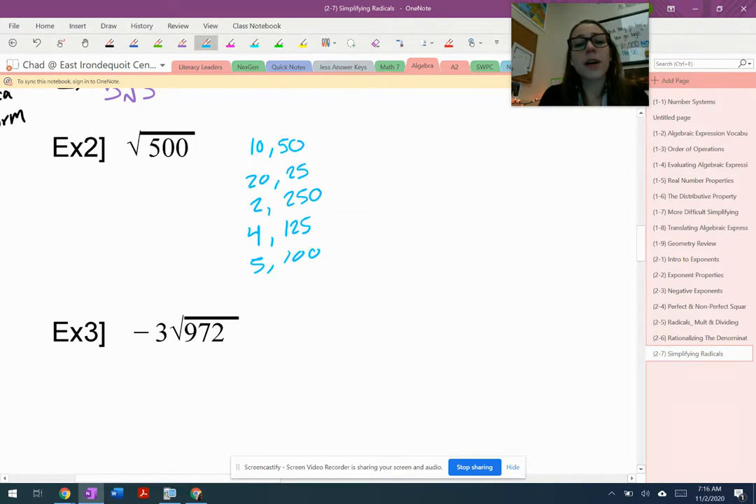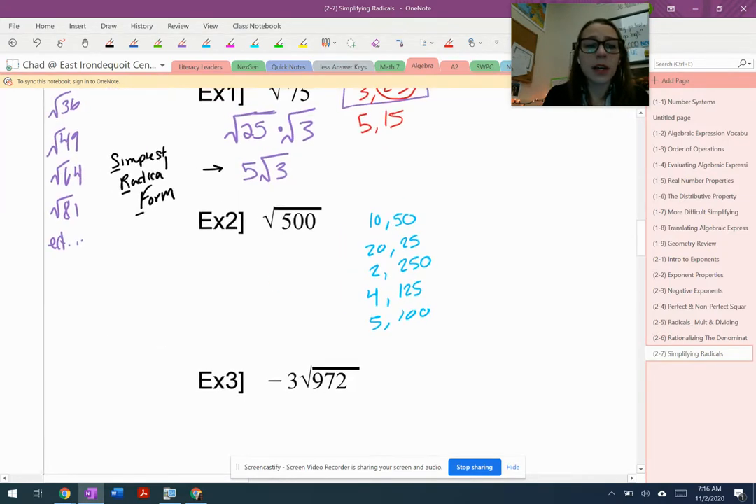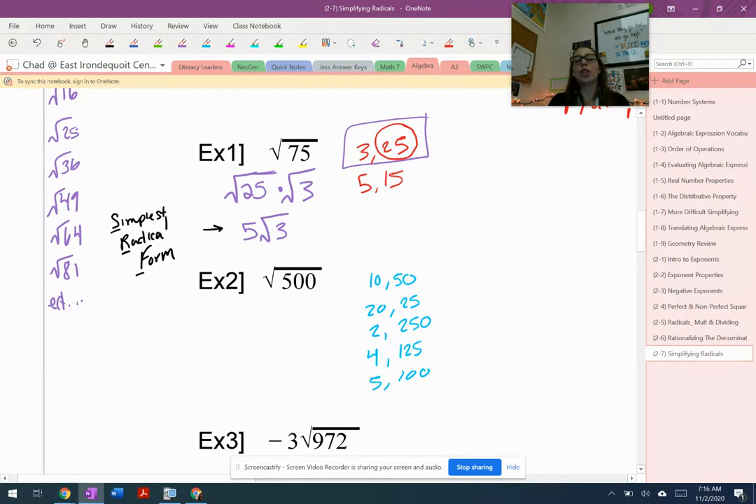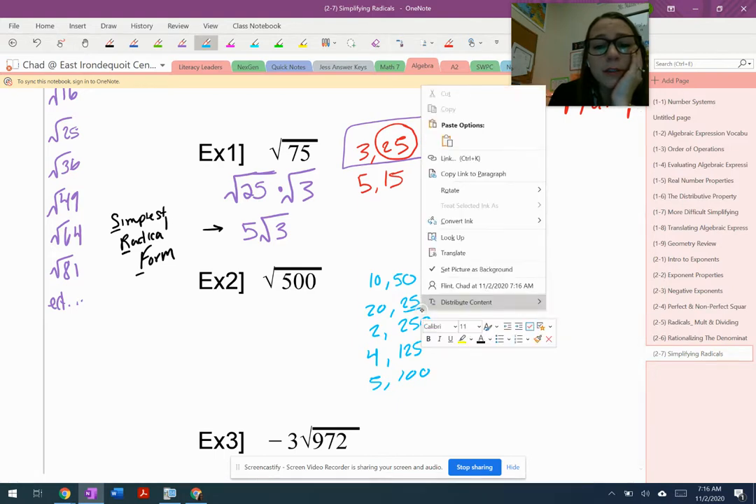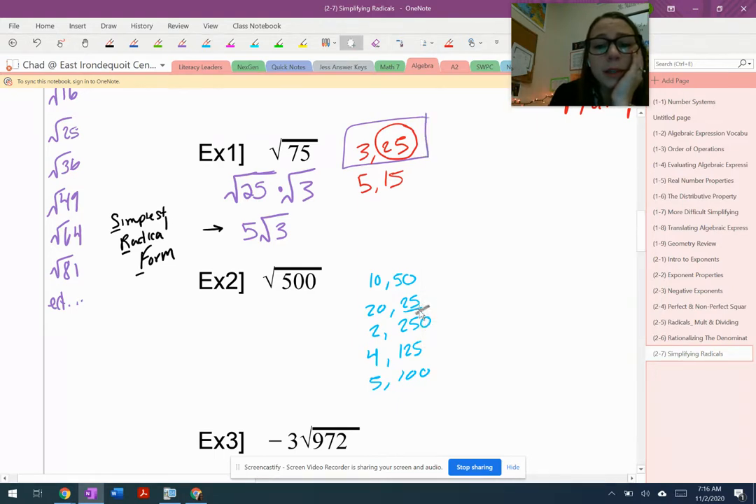All right, so there are my factors. And again, I'm looking for the largest perfect square. So neither 10 nor 50 are perfect squares. 25 is a perfect square, but it might not necessarily be the largest. So I want to keep looking for something that might be bigger.